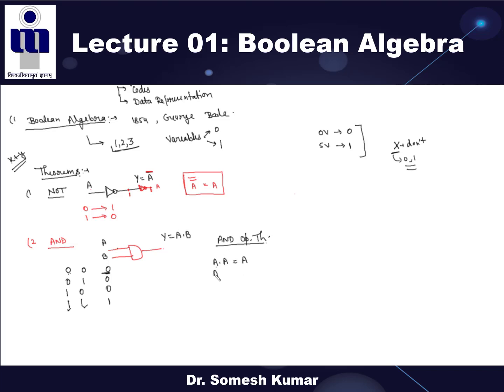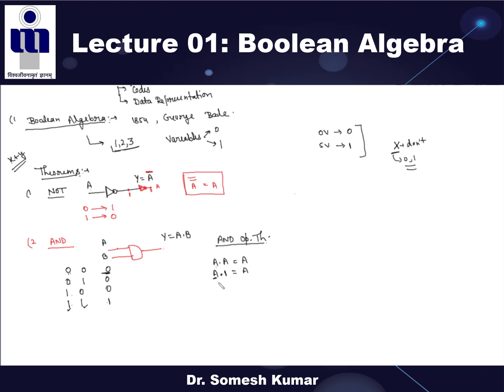So if A dot 1, what is the output in that case? These are general theorems, right? If A is 0, what is the output? 0. If A is 1, what is the output? 1, right? So A is the output. When anything is ANDed with 1, then output is that anything, right?